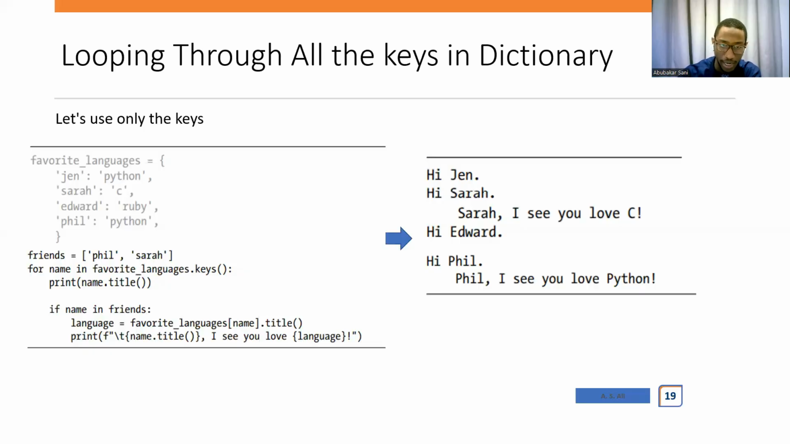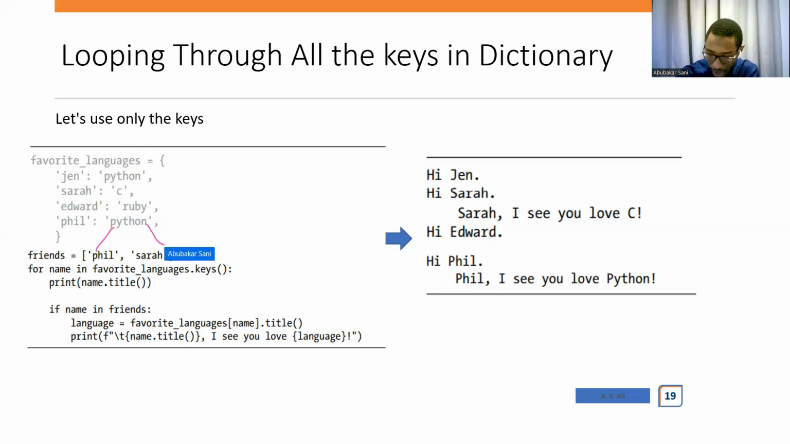So sometimes we specify. For example, let's say we have favorite languages. We have some programming languages here: Python, C, Ruby, Python. And we have our friends Jane, Sarah, Edward, and Phil. Each one has a specific favorite programming language. Okay, so if I want to know what are the favorite programming languages of Phil and Sarah, how can I do this?